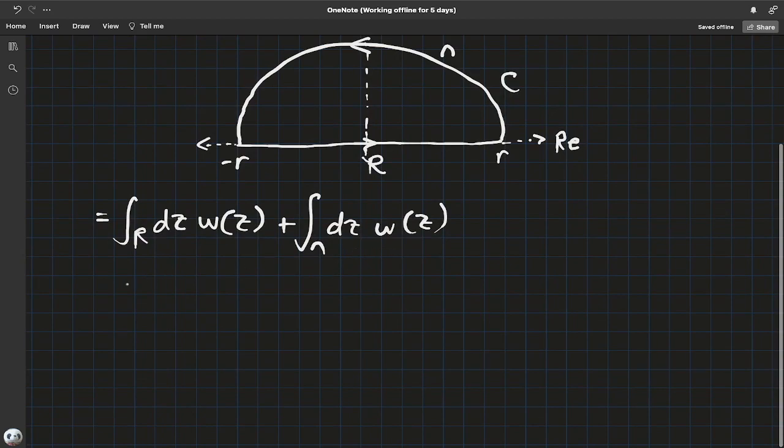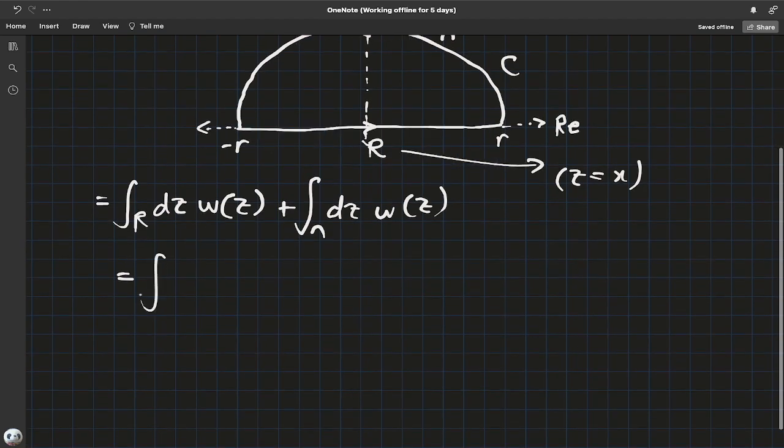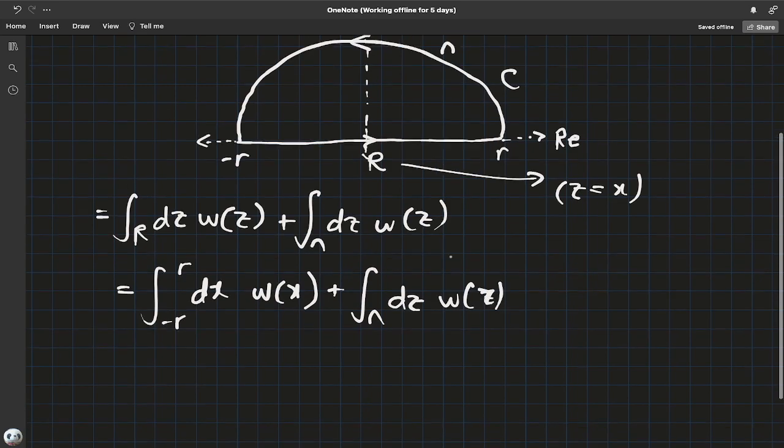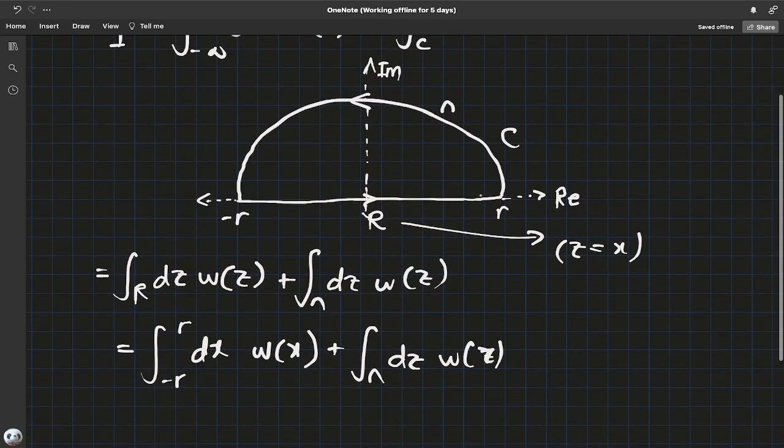Well, what we can do for the real part, notice that we are on the real axis. That means z equals x, at least for the real part. So we have minus R to R dx w of x plus, well, nothing really on the arc part because it's not really in one axis. It's a combination of the real and the imaginary.